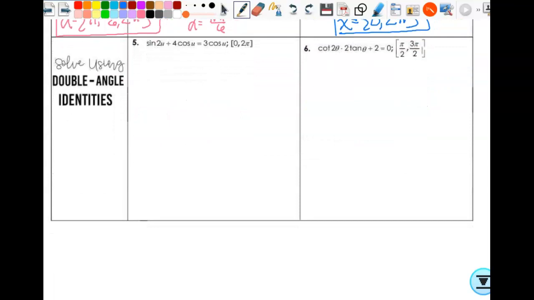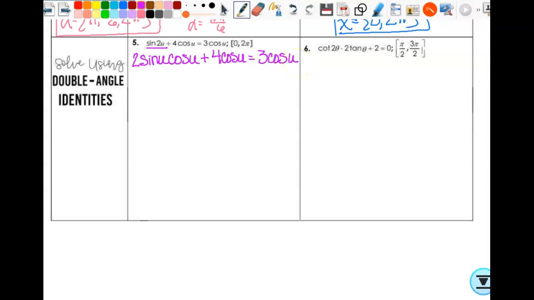All right. So I have here sine of 2u plus 4 cosine u equals 3 cosine u. So I have a double angle identity right here that I know that there's something on here. So I find my double angles. They're right past the middle. And your sine of 2 theta is 2 sine theta cosine theta. So I'm just going to replace this with 2 sine u cosine u. And that's plus 4 cosine u equals 3 cosine u.